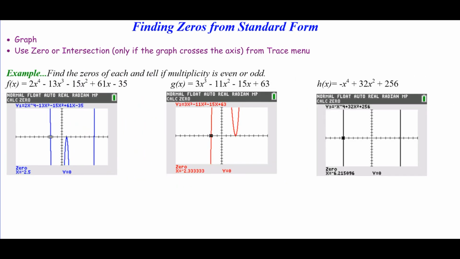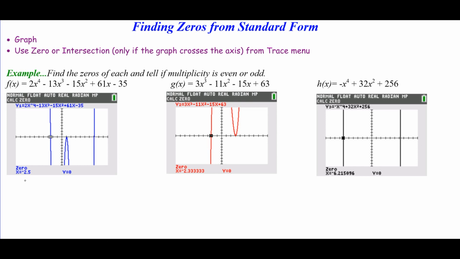So finding zeros from standard form, we're going to use the calculator and use the graph. We first want to graph it, and then we want to find the zeros either using zero or intersection. Once I have that, I can identify my zeros, and then I can tell if my multiplicity is even or odd. We can't specify the exact multiplicity, but we can tell if it's even or odd.